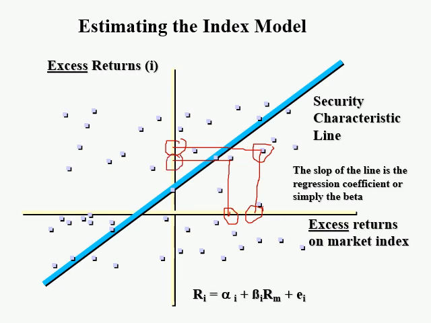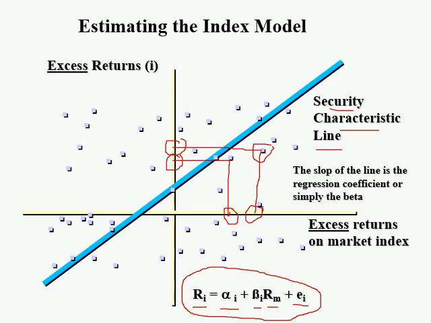From this relation we will get the relationship between these two factors, and the equation of this regression is here. Ri equals alpha i plus beta i multiplied by Rm plus ei. And this line we will call the security characteristic line, and this line is the best fit with this data.